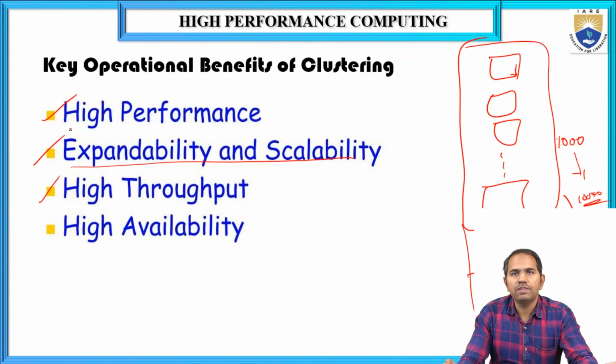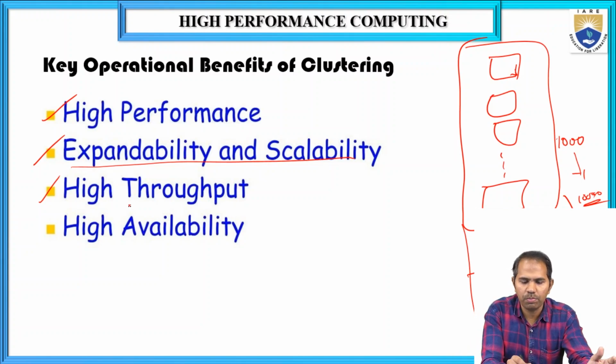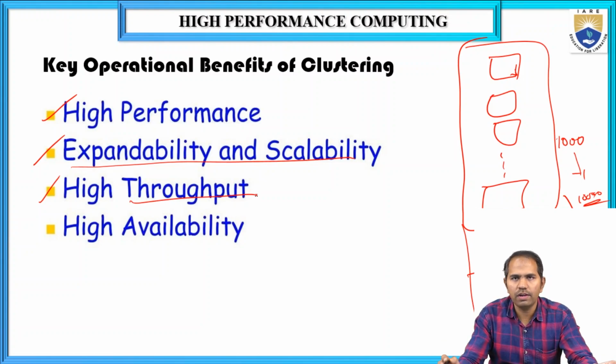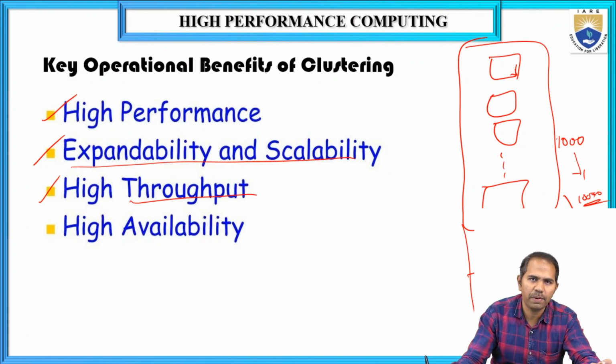And high throughput. This is given as the number of jobs completed in 1 second, or in a particular amount of time. So that is throughput. Once the total number of systems increases, the throughput is also high. Per second, more jobs are executed.